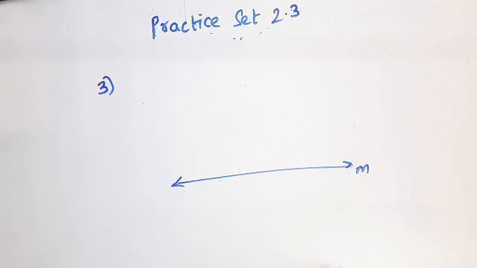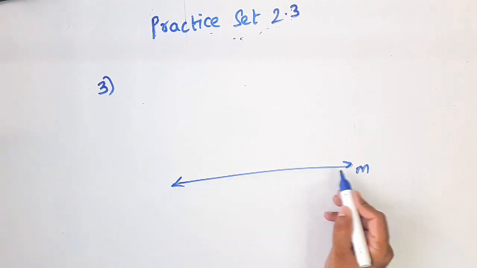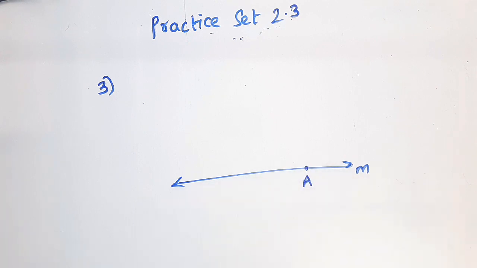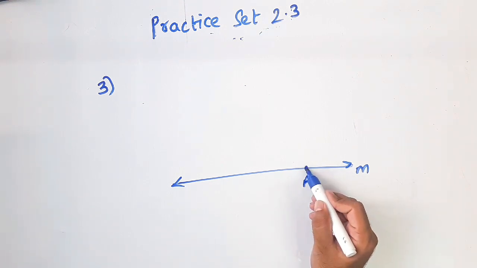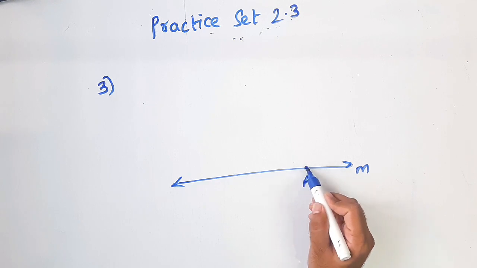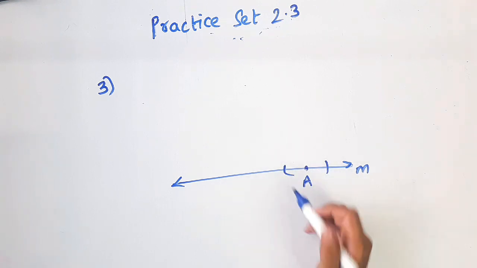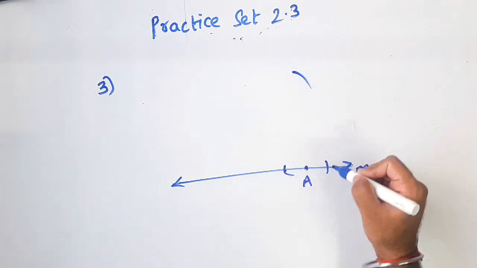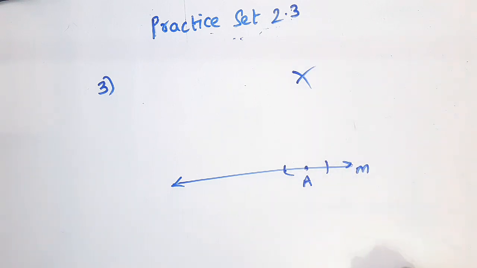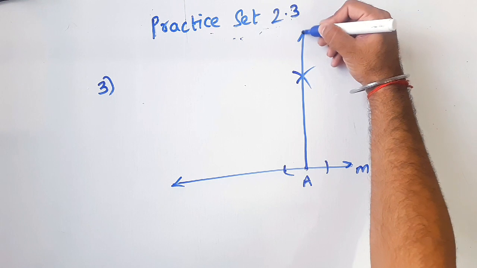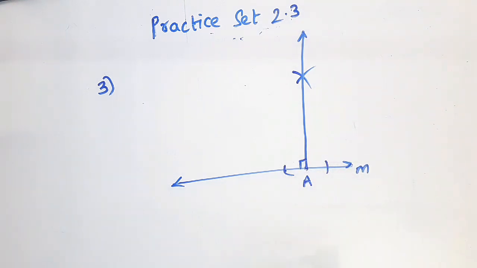So how will you draw? It is very simple. I'll take a point anywhere. Let us say I have taken point A. You know how to draw the perpendicular. I am drawing the perpendicular from a point on the line. So from point A, I'll draw the two arcs on both sides. Then from here, I'll draw one arc and another arc. So this will exactly be 90 degrees.